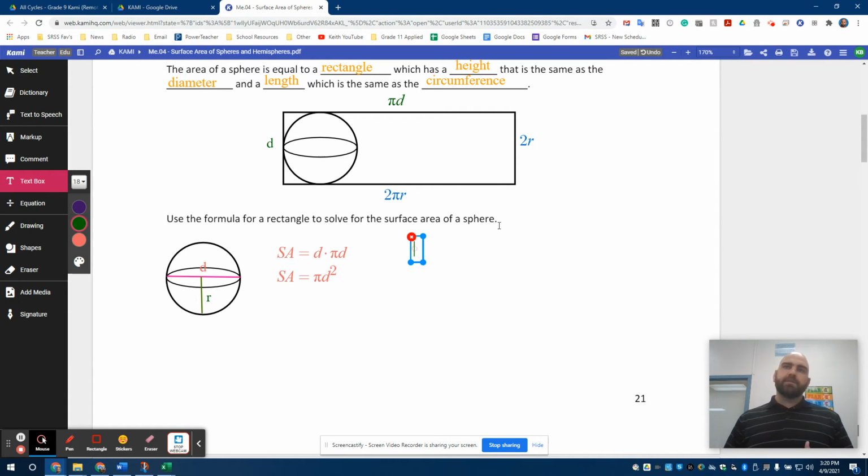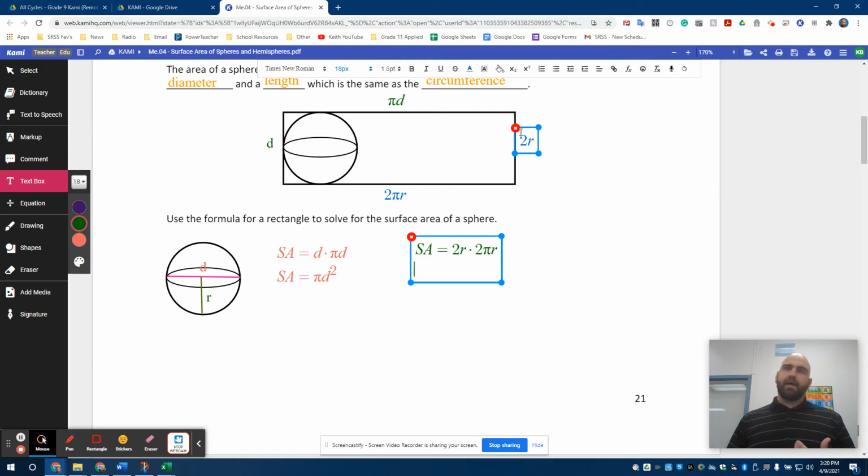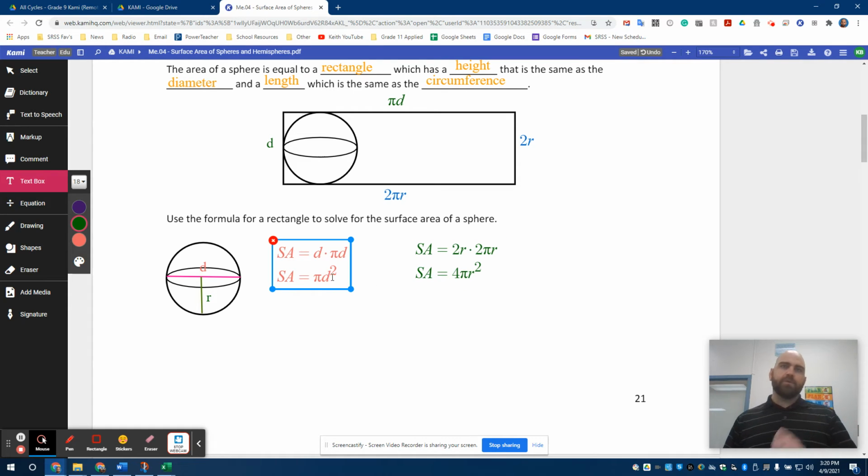If you have the radius, you may want to use radius calculations. Now, I will be honest, this is a little bit bigger here. We do 2r times 2 pi r. Again, that is our height and our length, and we multiply the two of them together. We can multiply together our like terms. 2 times 2 is 4 pi, and r times r is r squared. So 4 pi r squared and pi times diameter squared both give us the surface area of our sphere.